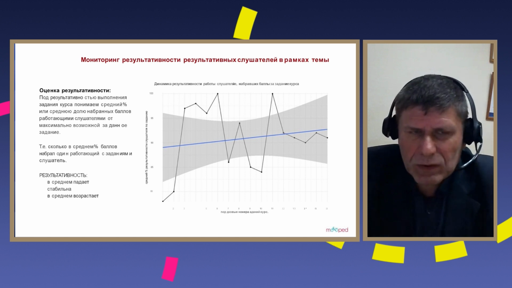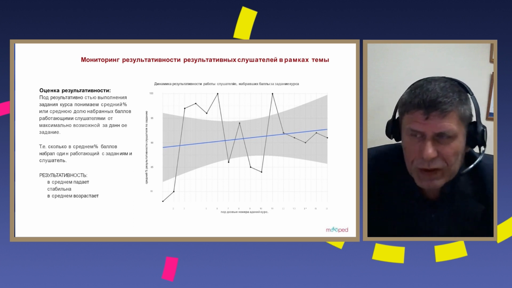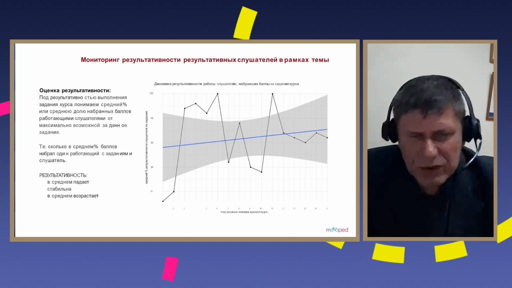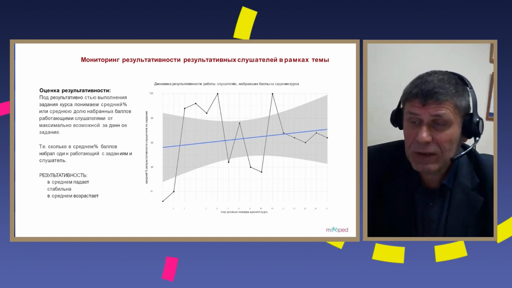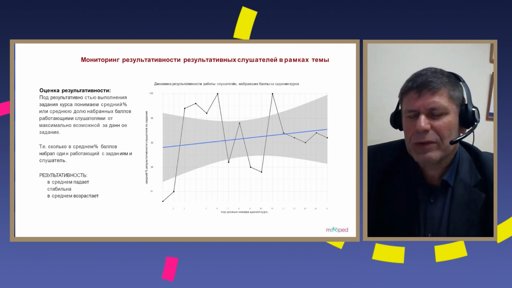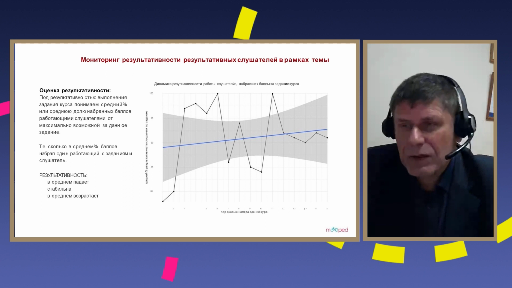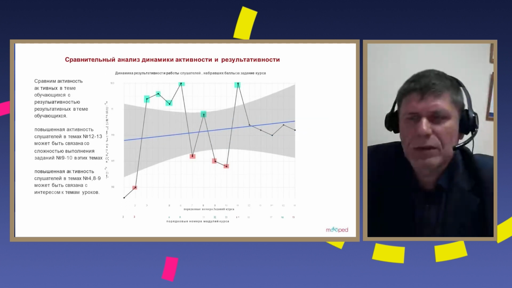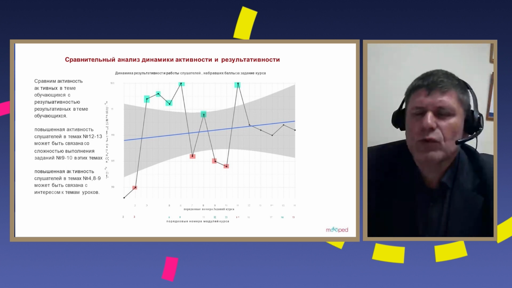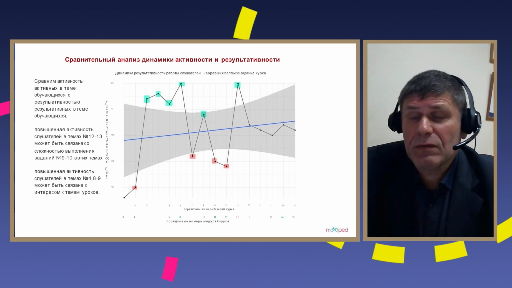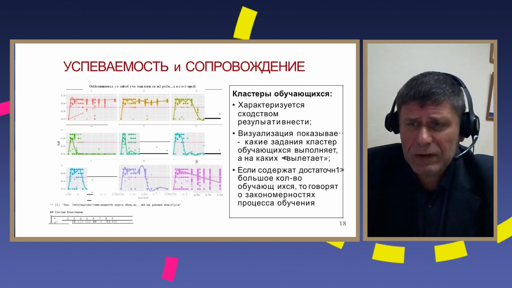And everything faces resultativeness, so it is very important for us to see how successfully users cope with the objectives of the course, and whether resultativeness is growing, dropping, or stable. In different courses, this situation is different, so it is very important to look at these dynamics. The next slide shows the comparison between the activity and resultativeness of course operations. You can see in which topics our listeners were very active, and we can evaluate their resultativeness and compare.